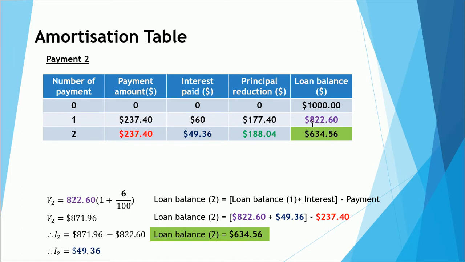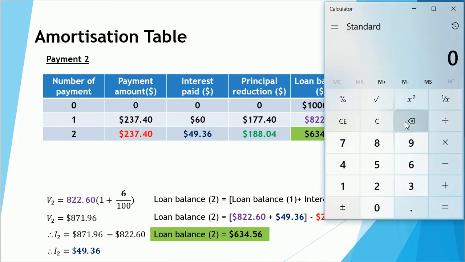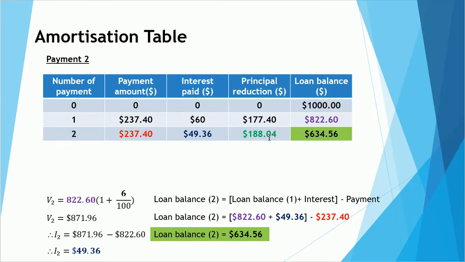So when we take our starting point of $822.60, the balance at the end of the first payment, and we add on the interest we have owing of $49.36, and then we take away our amount paid of $237.40, you can see that at the end of our second payment, our balance has been reduced to $634.56. Again, if we were to subtract the interest from our payment amount of $237.40, that will tell us how much our loan is actually being reduced by our principal amount. So just checking that, $237.40, taking away the amount we have to pay on interest, $49.36, leaves us with a reduction in the principal of only $188.04. You can see that's actually increased from our first payment where $60 was used to pay interest.